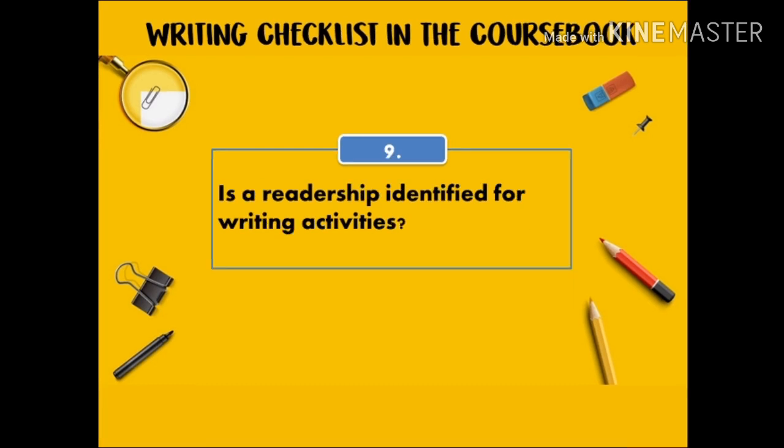Okay, the last checklist, number 9. Is there a readership identified for writing activities? The last check is related to the reader. The writers need to know who their readers are in order to write appropriately for them. The writer should consider the level of knowledge or background knowledge of the reader.